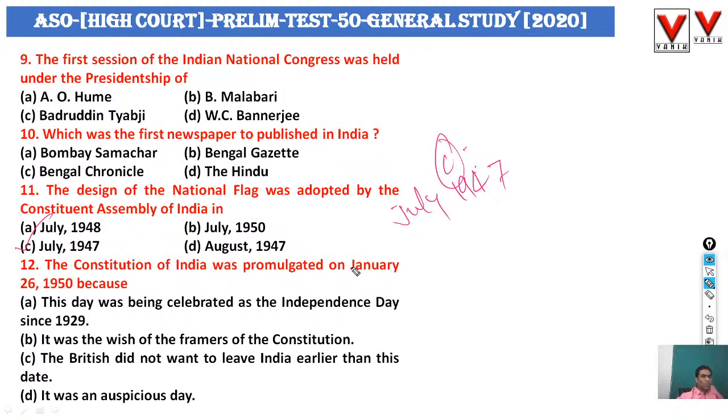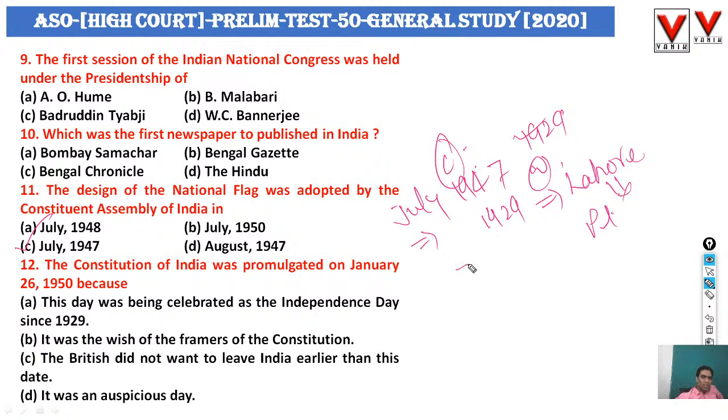Next question. The Constitution of India was promulgated in January 1950, because this day was celebrated as the first Independence Day in 1929. Right answer is A. Let me tell you that this was the session held in Lahore. In 1929, the Congress session was held in Lahore under the presidency of Pandit Jawaharlal Nehru. In that session, Pandit Jawaharlal Nehru hoisted the national flag on the Ravi River.